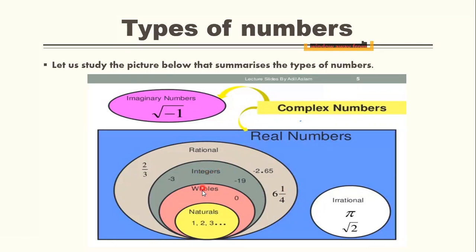Also, integers, whole numbers, and natural numbers are a subset of rational numbers. Then whole numbers and natural numbers are a subset of integers, as you can see. And then natural numbers are a subset of whole numbers. So let's look at more details about these types of numbers.